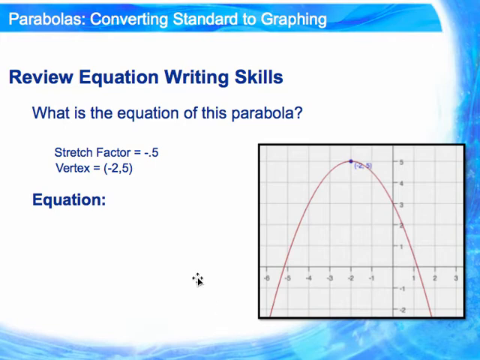Alright, this graph here shifts 2 to the left and up 5, so hopefully you wrote an equation that has x plus 2 because the graph moves to the left 2 units, and then goes up 5. Also, you're going to notice that the stretch factor is negative 0.5, which means the graph's a little bit wider, as you noticed here, and it's opening down because it's negative.